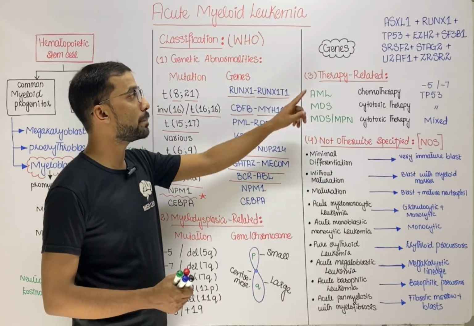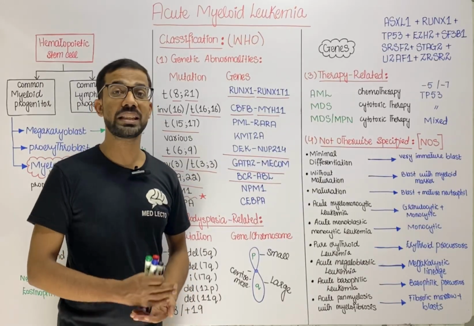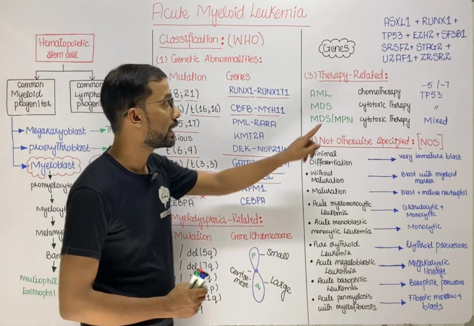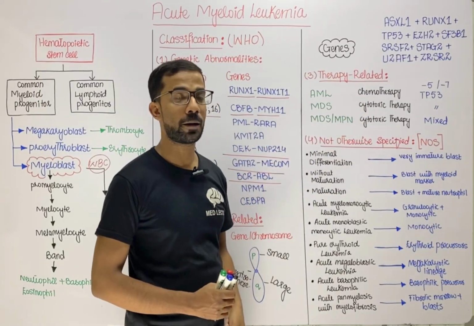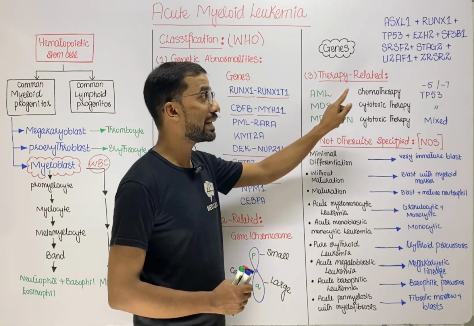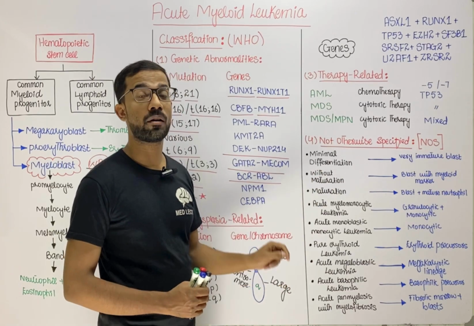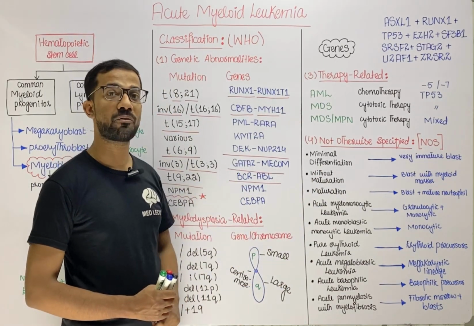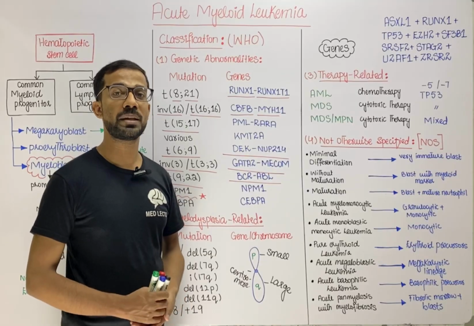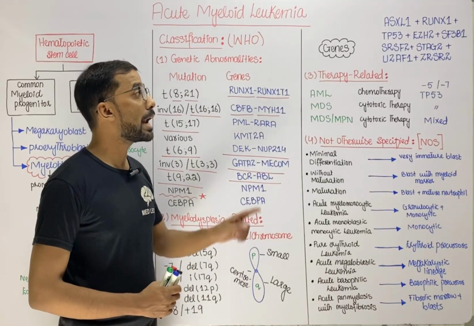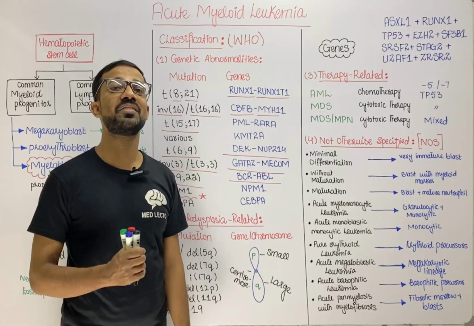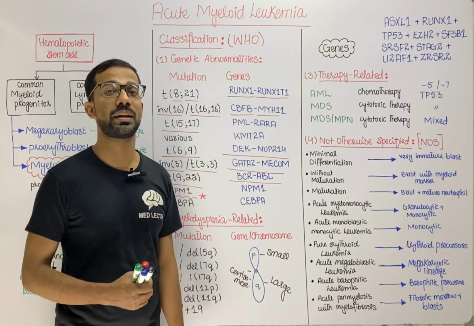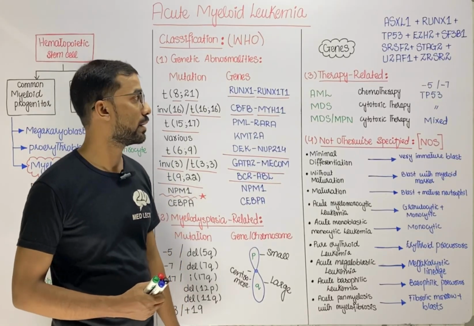Next, you can see the therapy-related AML after therapy. What type of therapy? Chemotherapy. After the chemotherapy, you can also see the AML. And in that case, after the chemotherapy or radiotherapy, what type of mutation will you see? Missing chromosome number 5, minus 5. Minus 7 means chromosome number 7 is missing. And TP53 mutation. TP53 is a gene and mutations happen in it. And ultimately, you will see the AML.